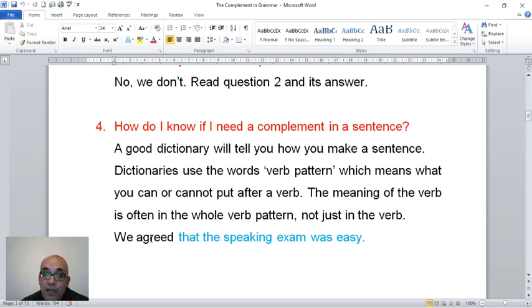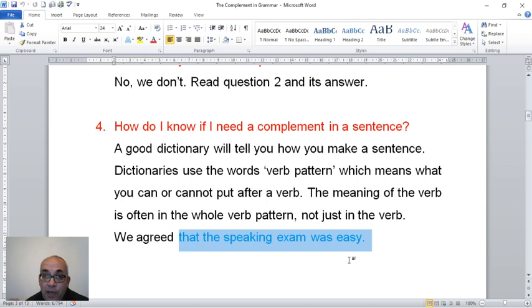So if I say we agreed, the verb is agreed, and this is the complement in blue. And again, as I said, I'm putting all the answers about the complement in the blue. So that the speaking exam was easy. This is a complement. It comes after agreed. Agreed is the verb, so this is the complement.